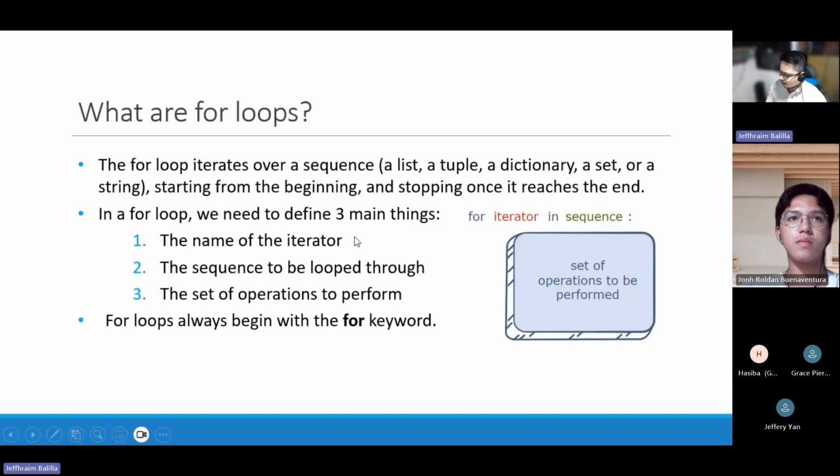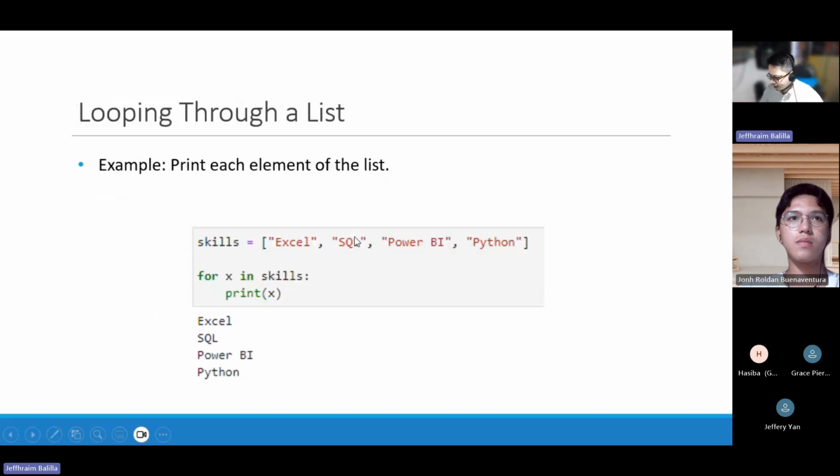So moving on, looping through a list. We have here an example. This is a very basic one. We'll start with the basic one, and then we will build on the complexity and make more challenging examples and practices as we move along. So we have here a sequence. So what type of data structure is this, Hasiba?